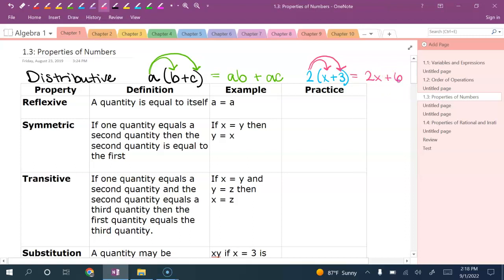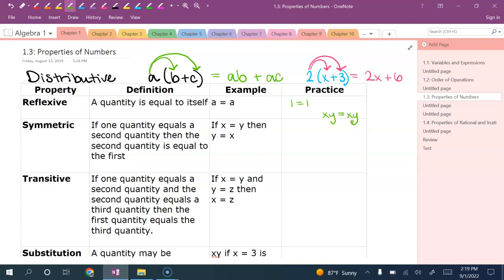Let's get into our chart now here. So the first property is called the reflexive property. This is when something is equal to itself. So, for example, A equals A. So other things that you might see would be numbers, like 1 is equal to 1, or it could be a bigger quantity, like xy is equal to xy. Think about reflections when you think about the reflexive property. When you look in the mirror, you see yourself back looking at yourself. So a reflexive property is just when you have the same quantity twice. It's the exact same thing on both sides of the equal sign.